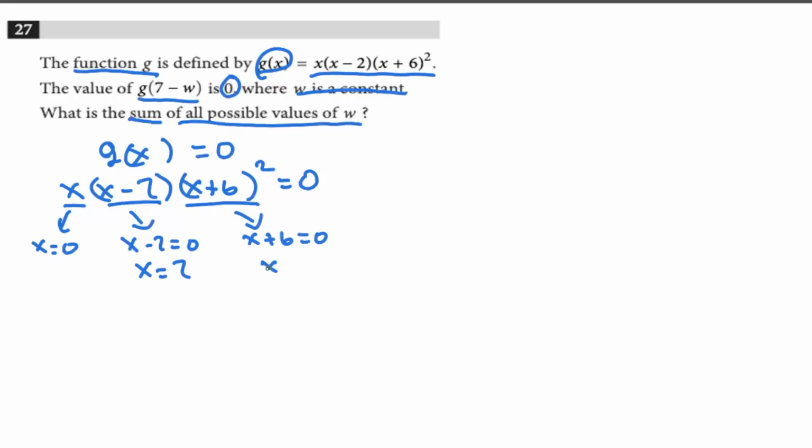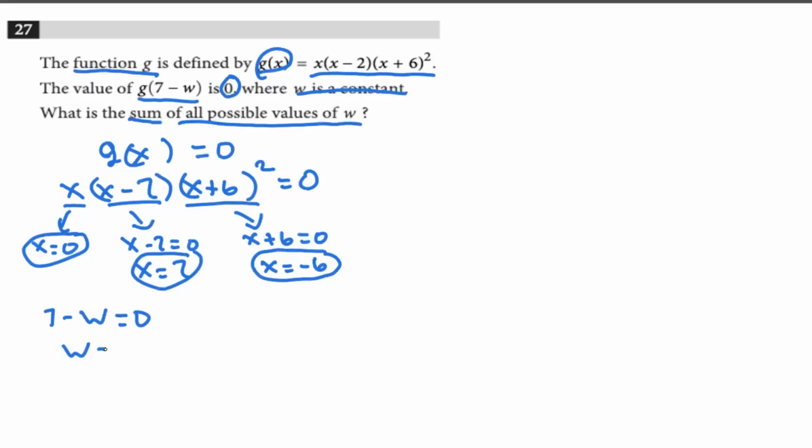So let me just fill that in real quick. So yeah, we know that. And now basically we want to find where g of (7 minus w) is going to be equal to 0. So we know that at x equals 0, at x equals 2, and at x equals negative 6, g of (7 minus w) is 0, right? So basically, we just have to set 7 minus w equal to all of these x values. So when we do that, we'll get 7 minus w is equal to 0.